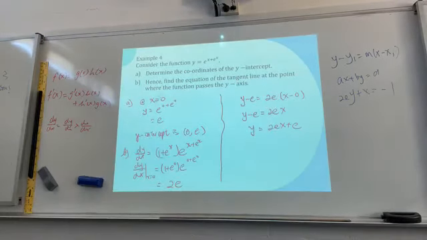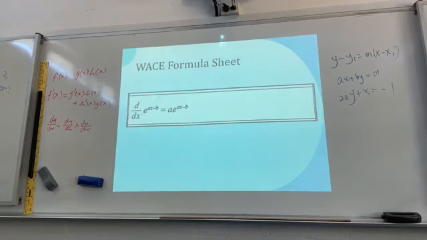Alright, so this is how I work it out. y minus e equals 2e times x minus 0, therefore y equals 2e x plus e. Now I'm going to stop here. You should have some exercises to do. This is what you get in the formula sheet. And like I said, I'm going to stop here.